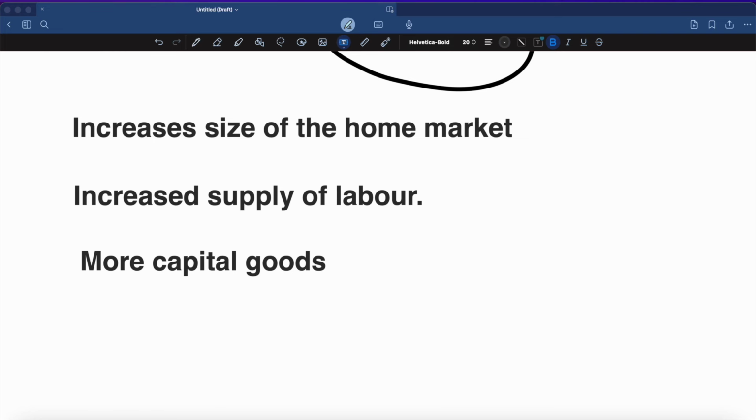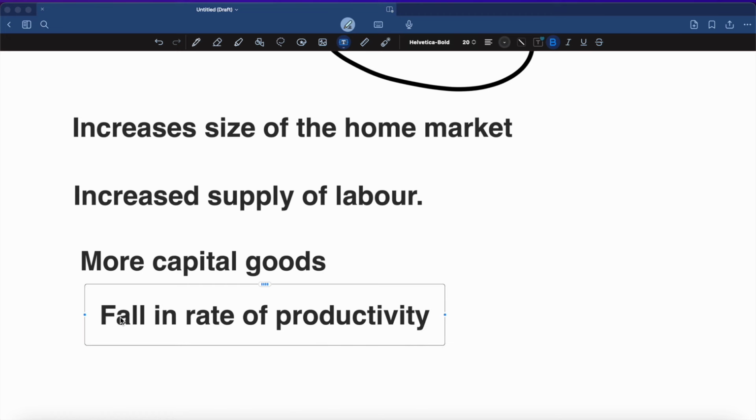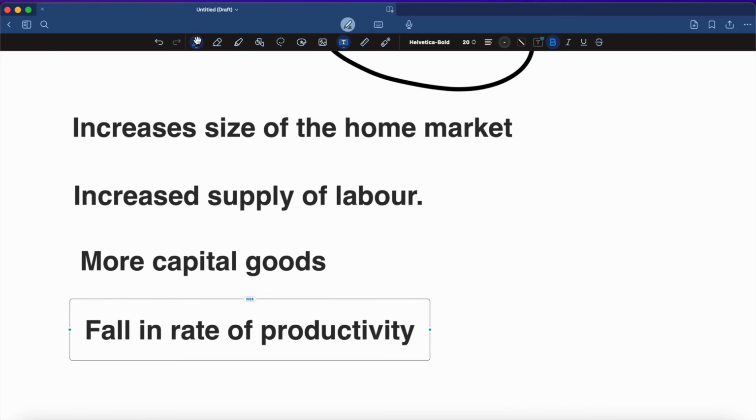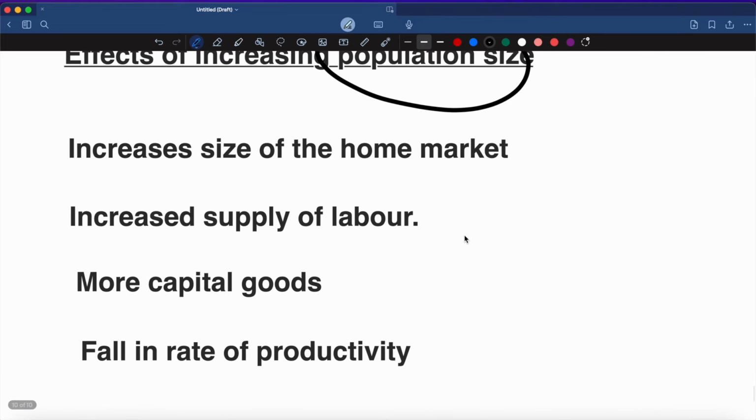Having a high population could also cause a fall in the rate of productivity, which simply means that because there are many people working on limited resources, there could be a fall in productivity. Because there are too many people and scarce resources, that could be bad. So these are some of the effects of increasing population size, and whether it is a disadvantage or advantage is for the government to decide based on the different factors.